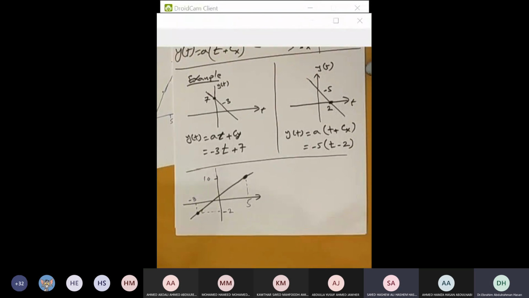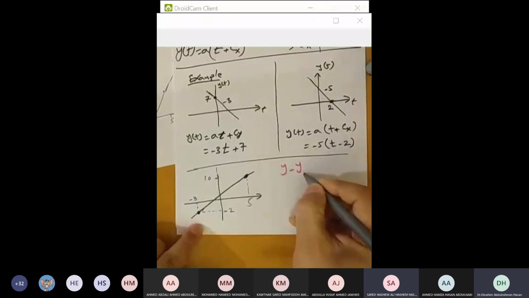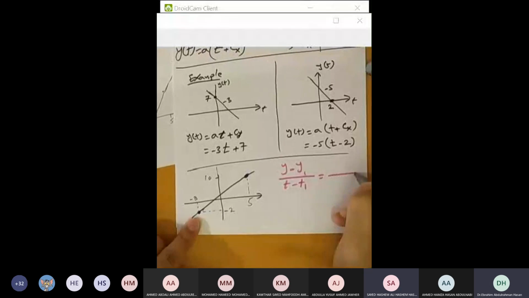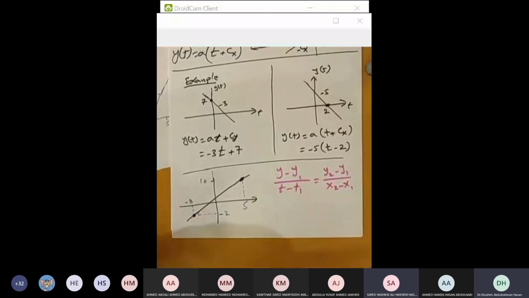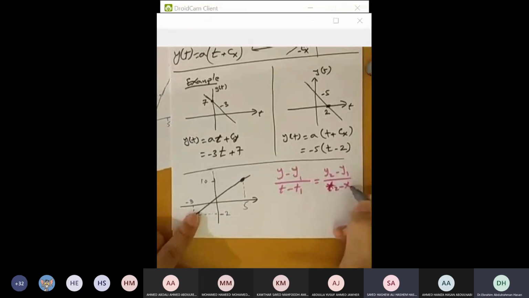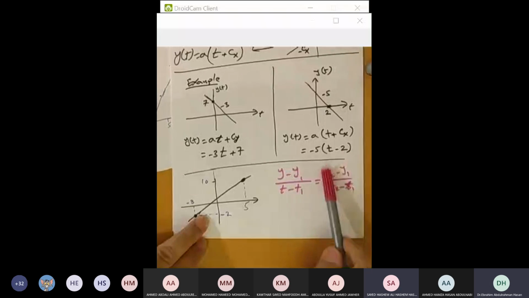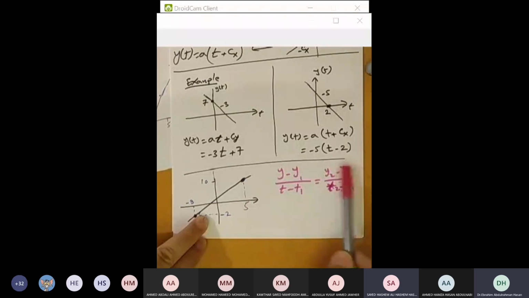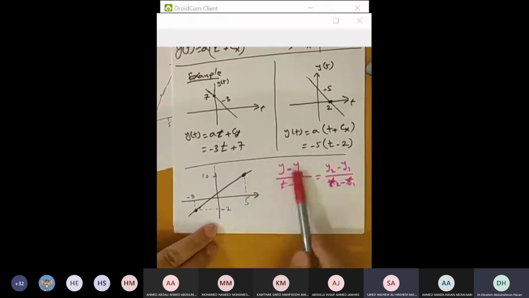Okay, which is the general formula. It is y minus y1 over t minus t1 equal to y2 minus y1 over t2 minus t1. This is the slope. It is delta y by delta t. So then y minus y1 over t minus t1 equal to the slope. At the end, you're going to reach y minus y1 equal to the slope multiplied by t minus t1.